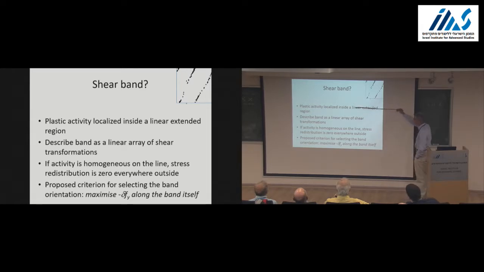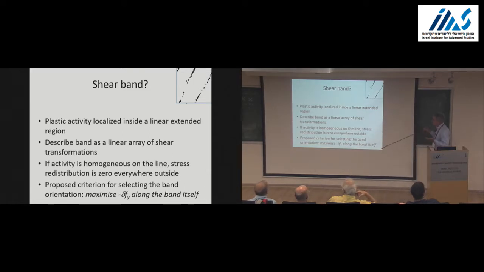Shear bands, as we have already heard, are a kind of collective plastic activity that is localized inside a region that is narrow but extended in the linear direction. Okay? So then I would like to describe the band as a linear array of shear transformations operating at the same time. And mathematically, it could be just a continuum of shear transformations. And of course, as we have seen from the picture of Itamar, if you have an activity that is homogeneous on the line, then there is no stress redistribution outside. So in fact, the contributions from the different zones that are operating together cancel out when you go outside of the band.